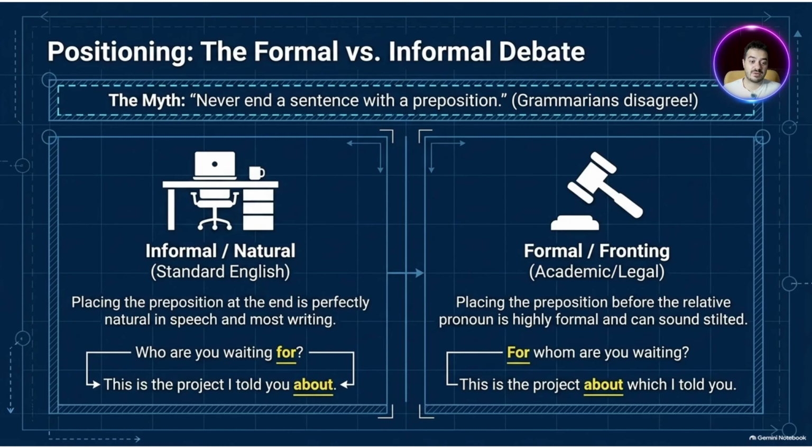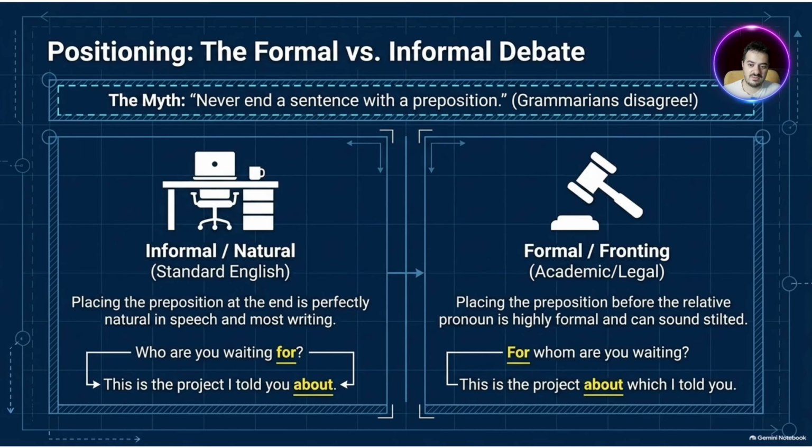Usually we place the preposition at the end, which is perfect and natural in speech and most writing. For example, who are you waiting for? Or this is the project I told you about. There is a mistake that a lot of students make here. For example, they say, this is the project I told you about it. You don't need to add an extra pronoun after the preposition to complete your sentence. You just finish the sentence with the preposition.